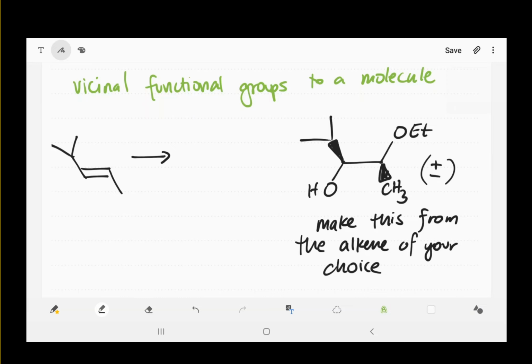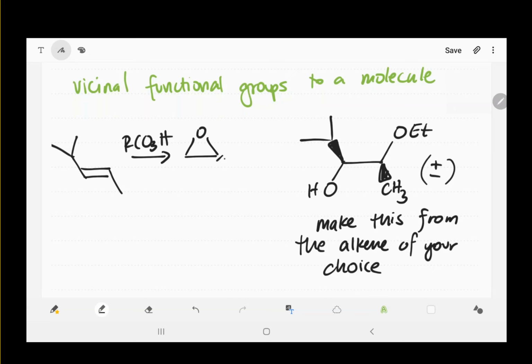Go ahead, Ramon. Could we oxidize it? Yeah, we could oxidize it. What would you like to use to oxidize it? RCO3H. Okay. Great. And what do we get out of that? We would get an epoxide. Mm-hmm.